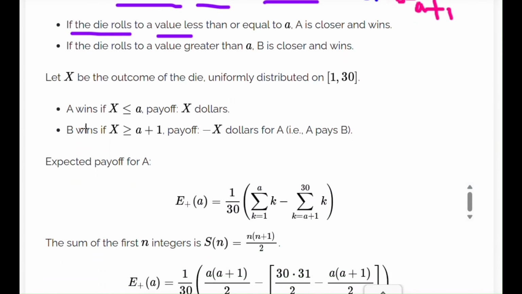Now, if A wins, so X is the outcome of the die roll, we assume X is distributed uniformly on 1 to 30.